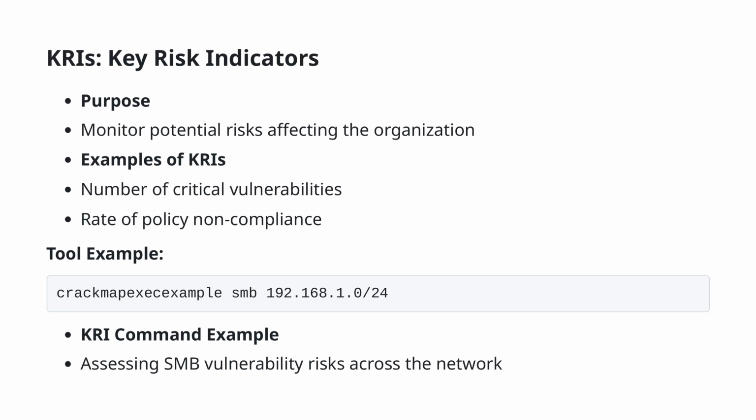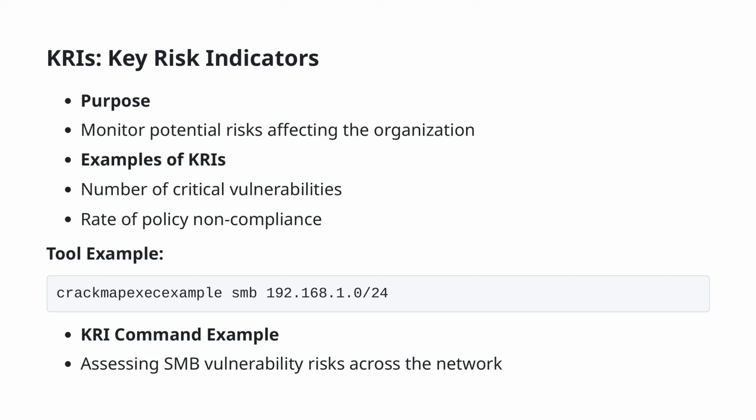On this slide, we delve into Key Risk Indicators, or KRIs. The primary purpose of KRIs is to monitor potential risks that could impact the organization. Unlike KPIs, which focus on performance metrics, KRIs are designed to provide early warnings about risks that could derail strategic objectives. Some examples of KRIs include the number of critical vulnerabilities in the system and the rate of policy non-compliance within the organization. These indicators help in identifying and assessing the risks that could negatively affect your operations.